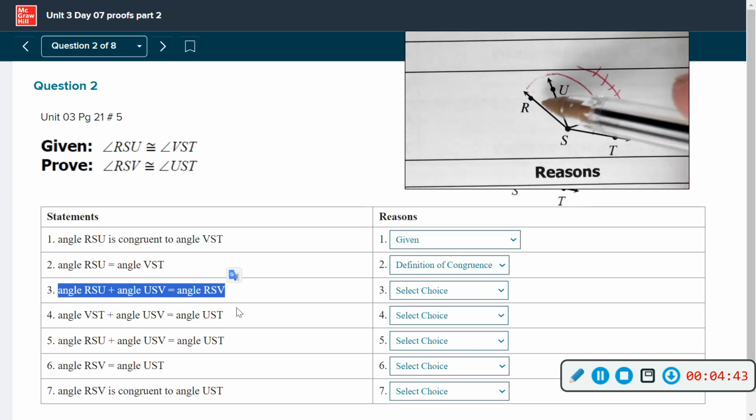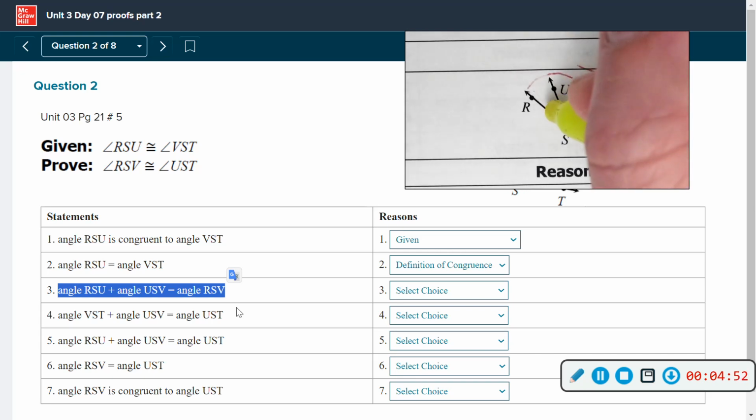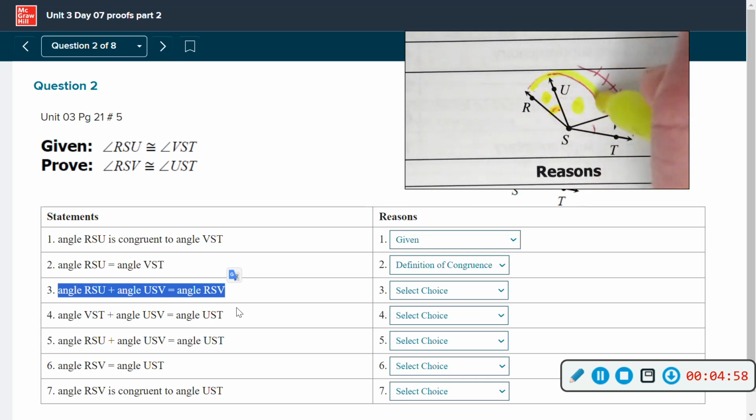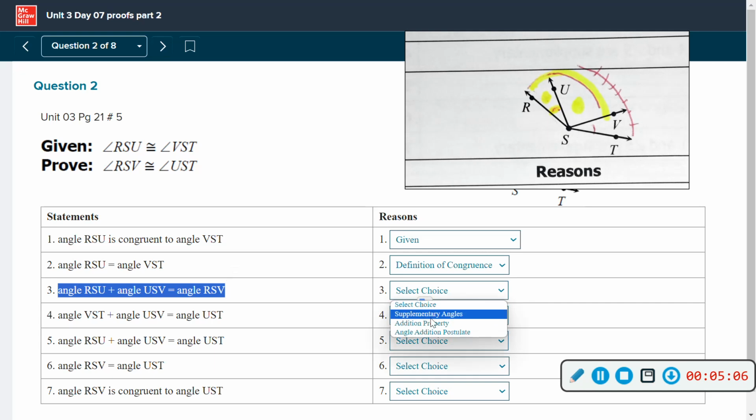So they're saying that RSU plus USV, and I'll do this in yellow, so this angle plus this angle equals all of this. So we have little yellow plus big yellow equals the whole shebang yellow. Now, how do we know that? That is angle addition. Not just addition, but angle addition.